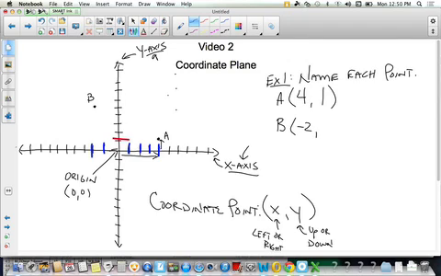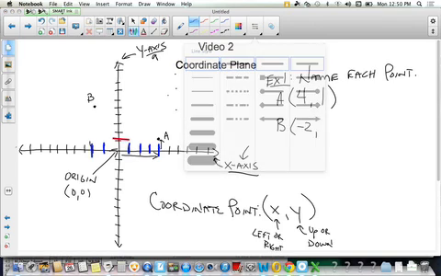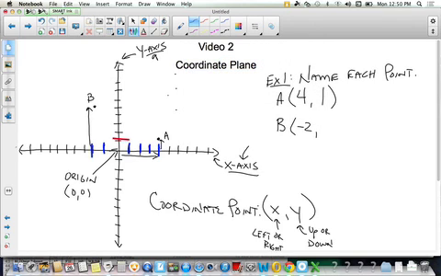In this case, to get up to B, I'm going to go up. I count up until I get to that point: 1, 2, 3, 4, 5. Five lines till I get to the top. So my y coordinate is 5. That's (-2, 5). That's how the coordinate plane works.